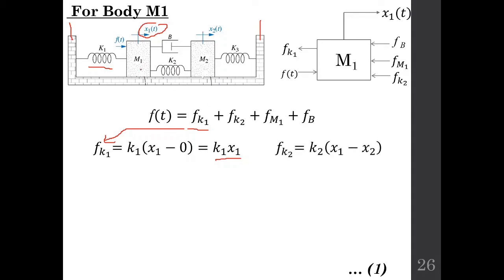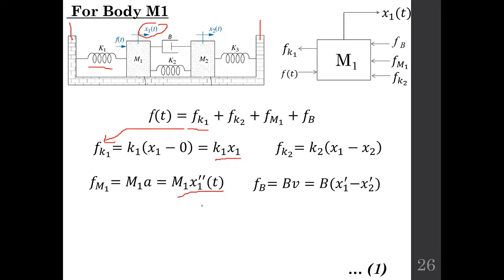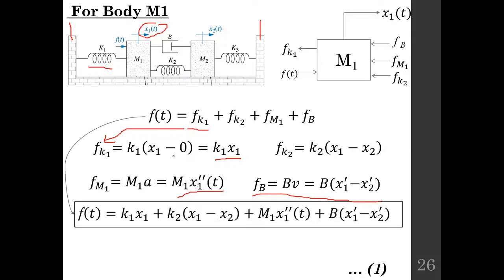Similarly, for k2, which is connected between m1 and m2, the equation of motion will be k2 times (x1 minus x2), and the inertial force is equal to m1 x1 double dash. And for body m1, the opposing force applied by the dashpot will be equal to b into v, or we can rewrite it as b into (x1 dash minus x2 dash). So simply by putting these equations, that is f of k1, f of m1, f of b and f of k2, into this equation, we can rewrite it as this.